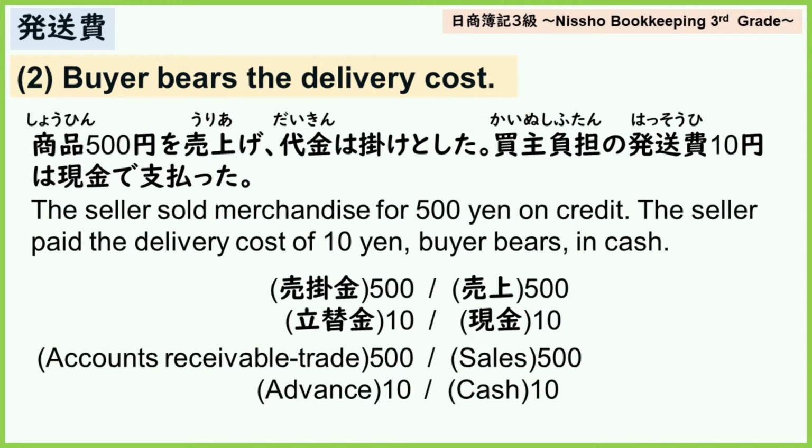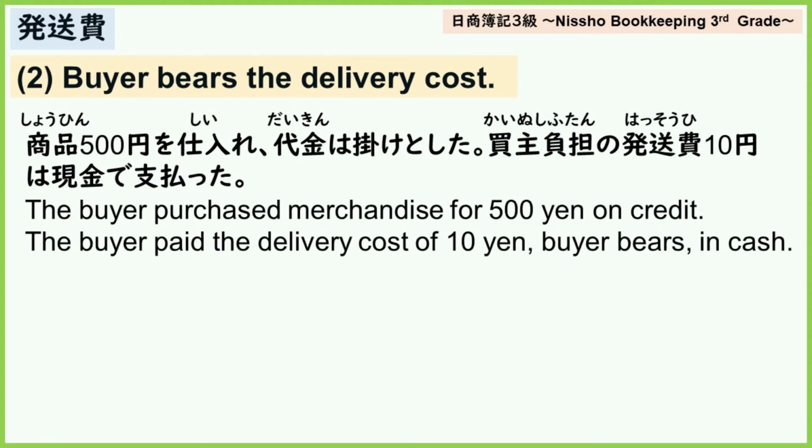The seller has paid delivery cost which is not originally responsible for, giving seller the right to claim the amount from the buyer. Therefore, the advance, which is an asset, is journalized. Next, take a look at the journal entry from the buyer's perspective.